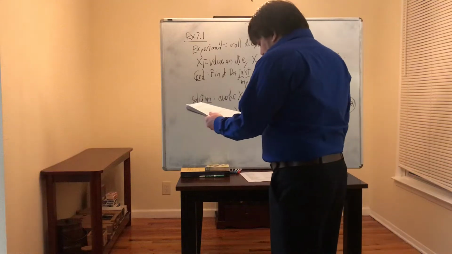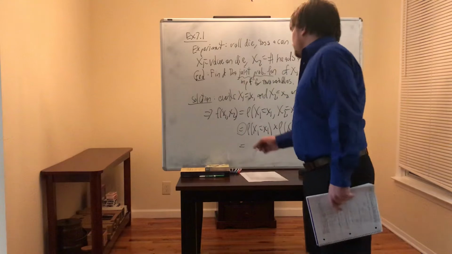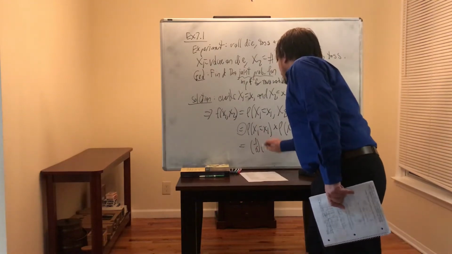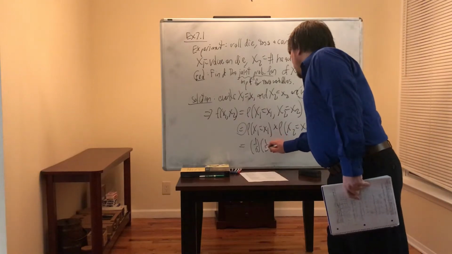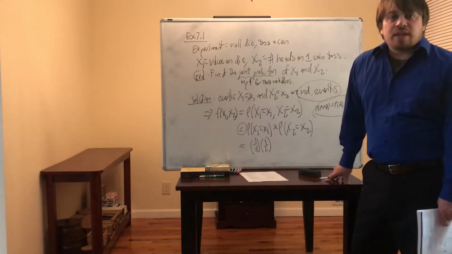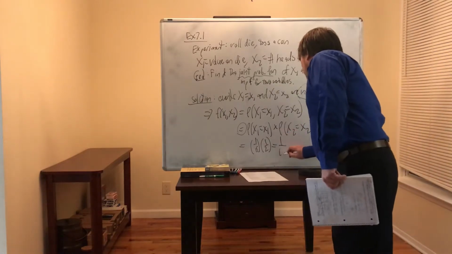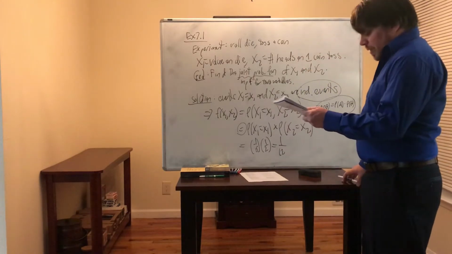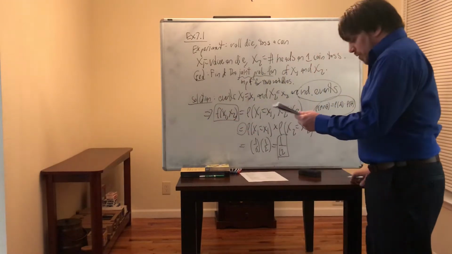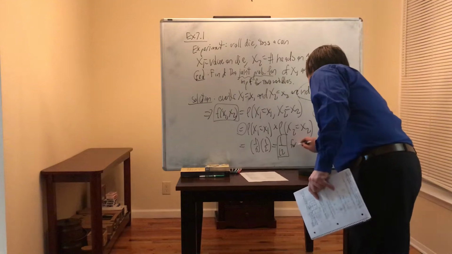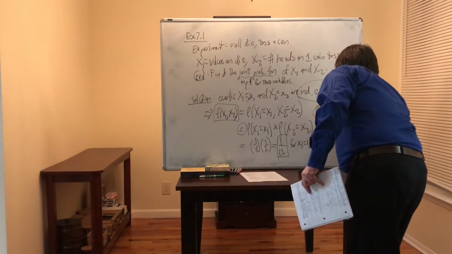And so then, what is the probability of any particular value on a die? It's 1/6. And what is the probability of getting a certain number of heads? It's 1/2 for getting 0 heads, and 1/2 for getting 1 head. So that's equal to 1/12. So f of x1 comma x2 is equal to 1/12 for any value of x1 and x2, with x1 being from 1 to 6, and x2 from 0 to 1.